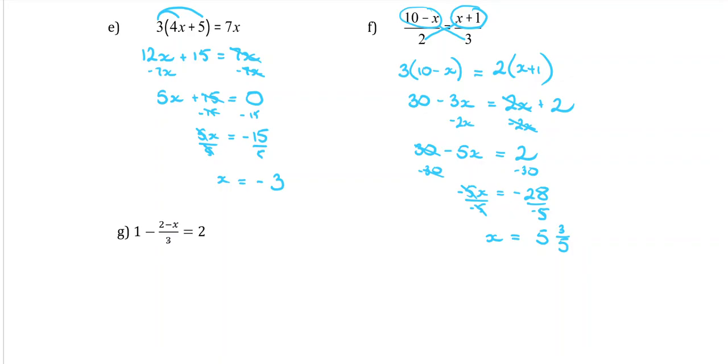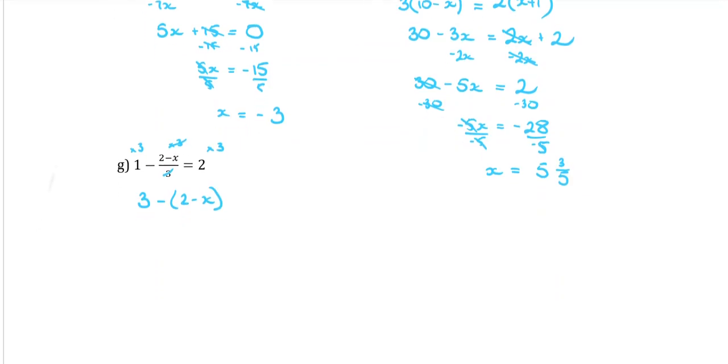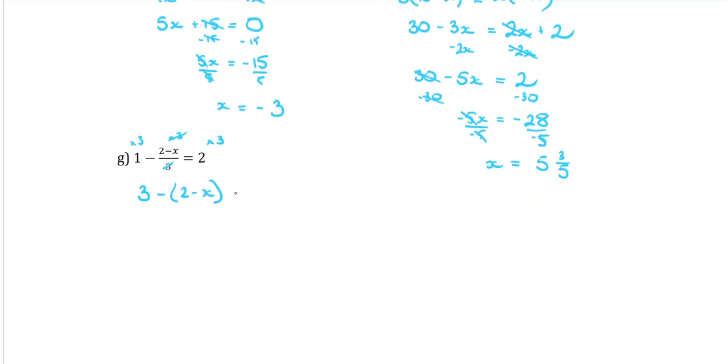So I'm going to get rid of this 3 first, which means I'm going to times everything by 3, which means that 3 will cancel off the bottom of that fraction. 3 times 1 is 3. Then I have minus the 2 minus x, and I put that in brackets because that minus has to expand through, is equal to 6. And that got rid of the fraction for me straight away.